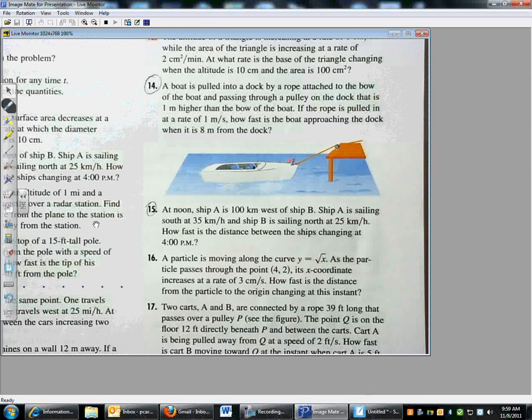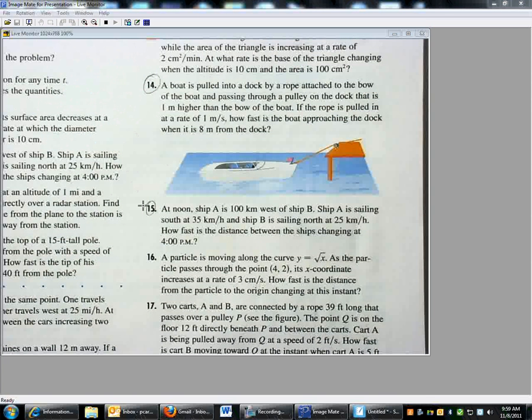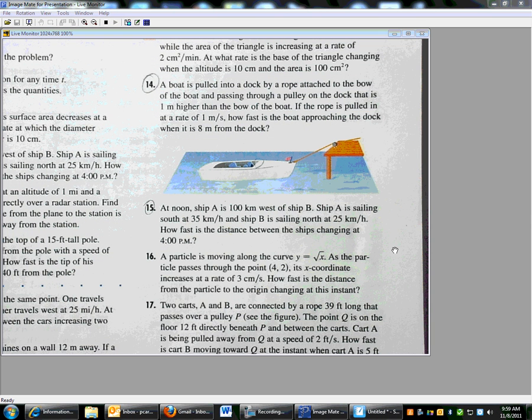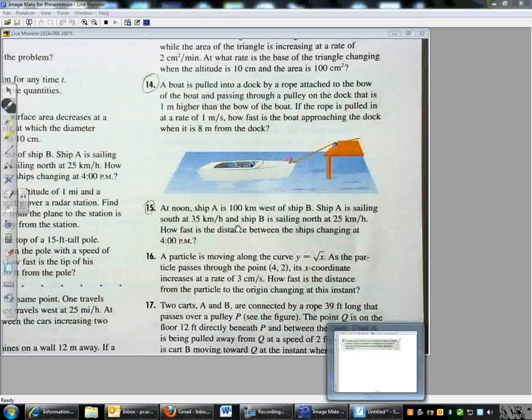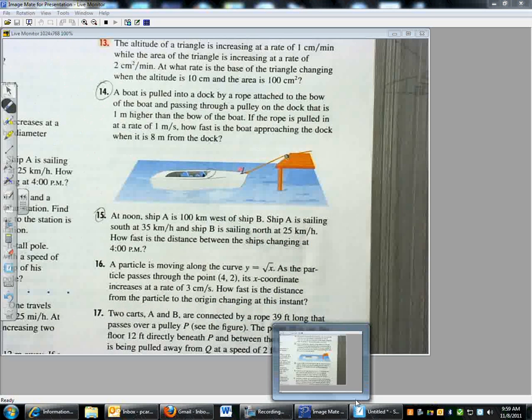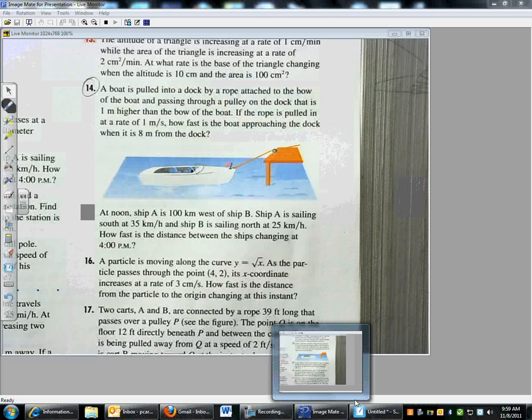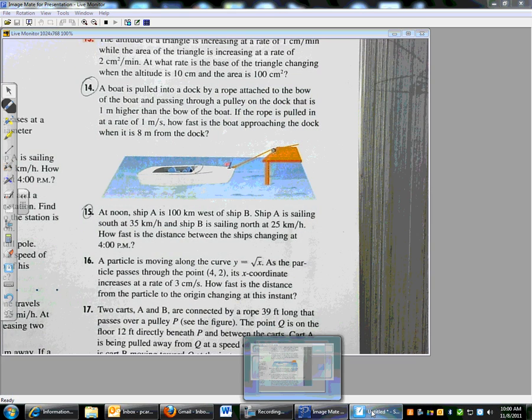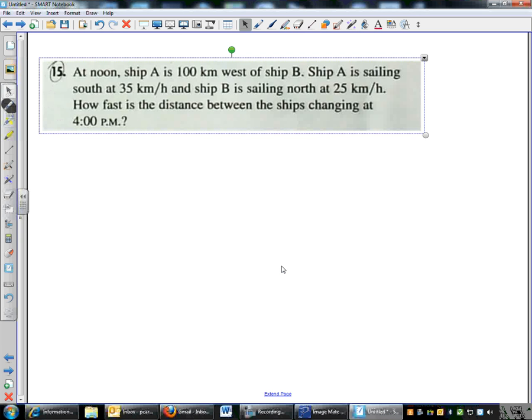15 looks scary. Well, let's see what's happening here. What about a boat? I think that boat actually goes with number 14. It is a boat. For some reason, that boat reminds me of Scooby-Doo. No idea why.